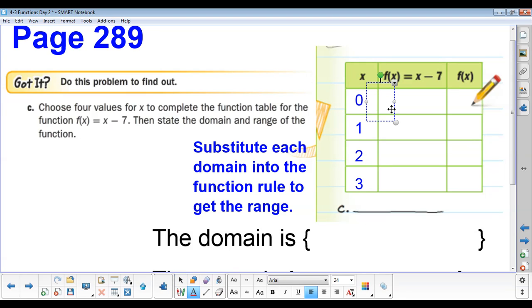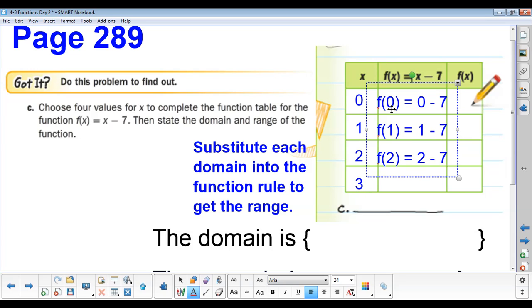Now, all I'm doing here is I'm replacing x with the number I've chosen. And you don't have to write the whole thing out, but I just want you to know where each of these things is coming from. I want us to get comfortable using that notation so that when we see it in future problems, we understand what they're asking us to do.